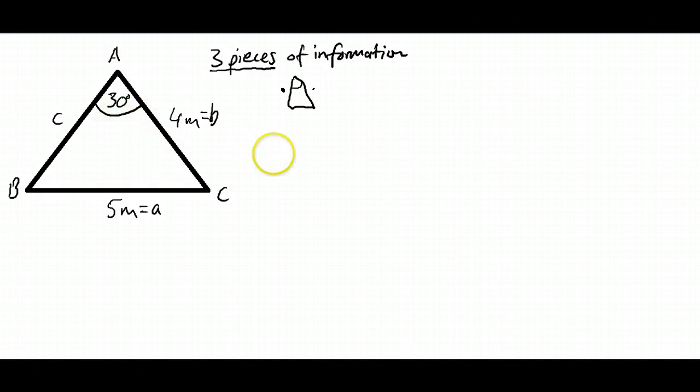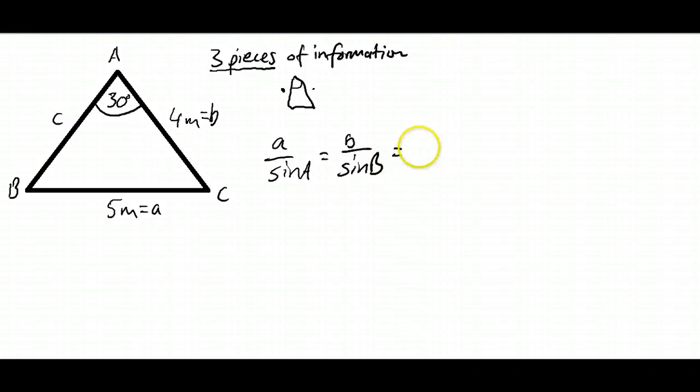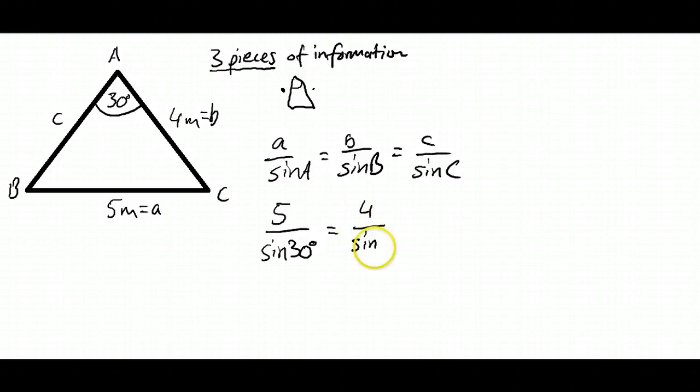Alright, once we've done that, that's the first step. The second step is write out the sine rule. Always write out the equation, write out the rule, at the beginning of a problem. It makes all the difference in the world. Okay, once we've done that, let's substitute in the values that we've got for this triangle into that equation. So a we know is 5 meters, and angle A we know is 30 degrees, so we're going to have sine of 30 degrees. And then side b we know is 4 meters. We don't know angle B, so we're going to leave that as sine B. And for C we don't know anything.